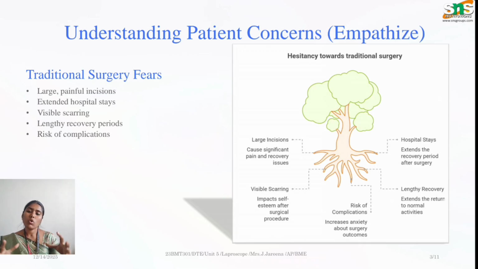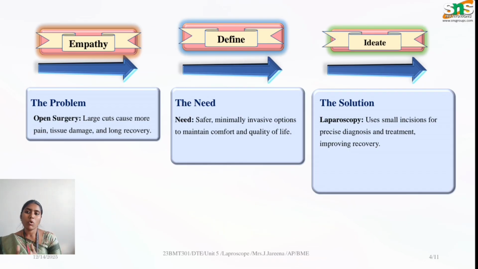So these are the different sorts of fears about traditional surgery that are collected during the empathy perspective. As a result, the problem we can see in traditional open surgery is that it involves a large cut, causes more pain, can cause a lot of tissue damage, and also ends up with a very long recovery. So this is the problem.